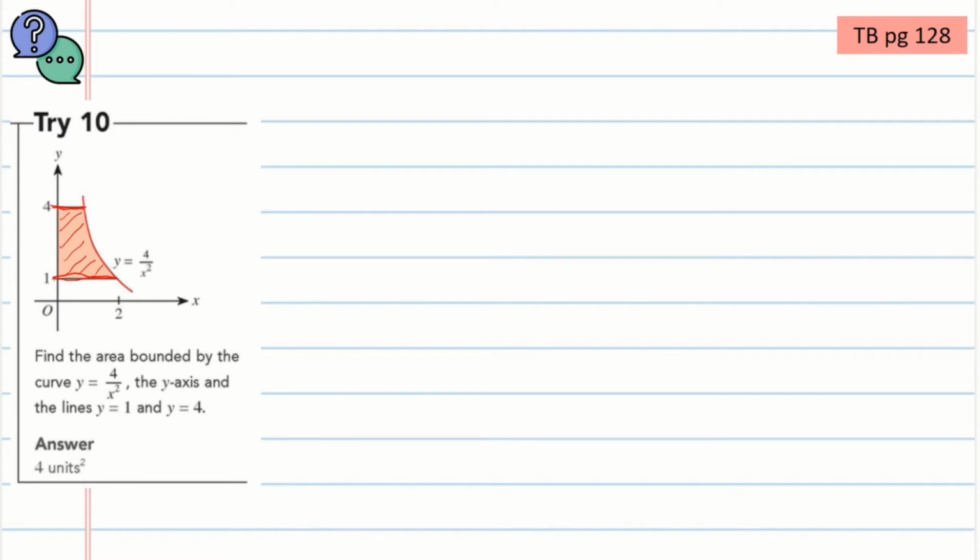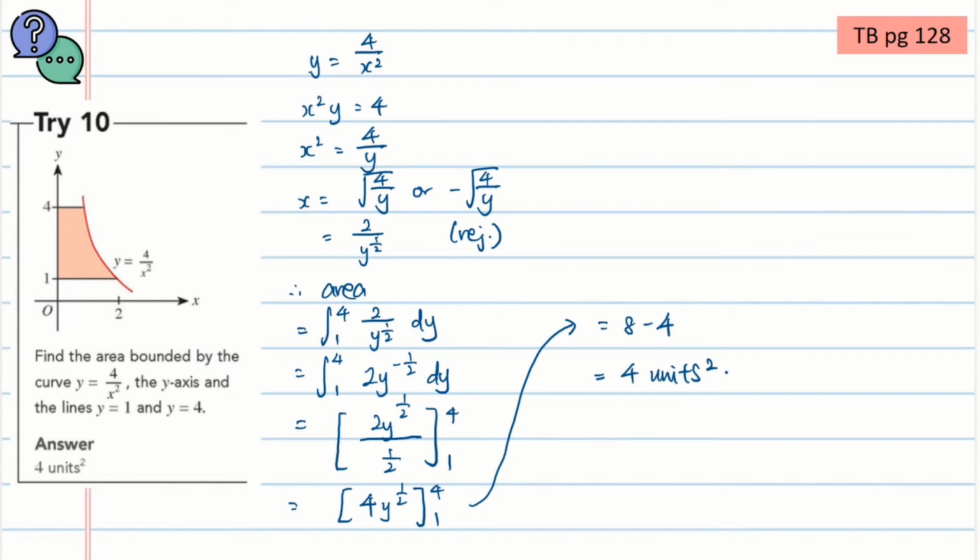In order to solve this question, what I mentioned earlier is that given this equation of the curve, y equals 4 over x squared, we will have to be integrating with respect to y. So I have to do my manipulation such that I make x the subject. In this section over here, what I'm trying to do is to make x the subject.